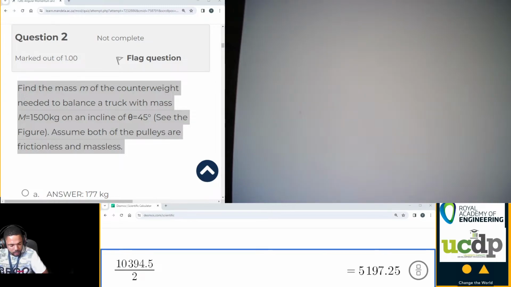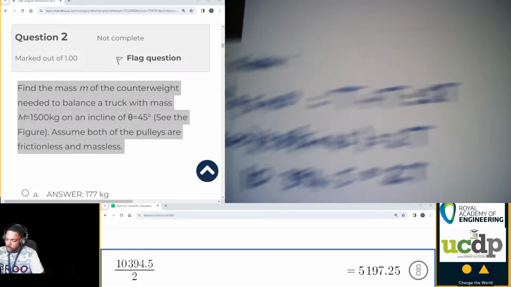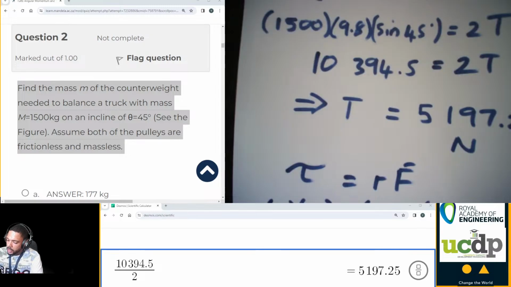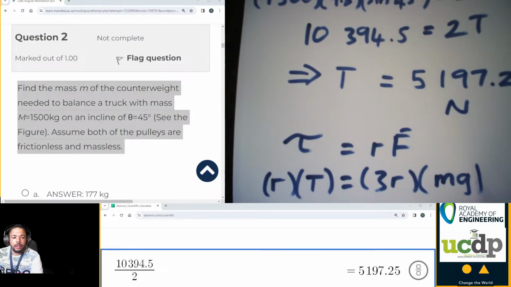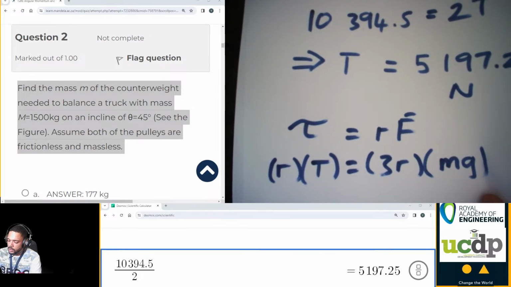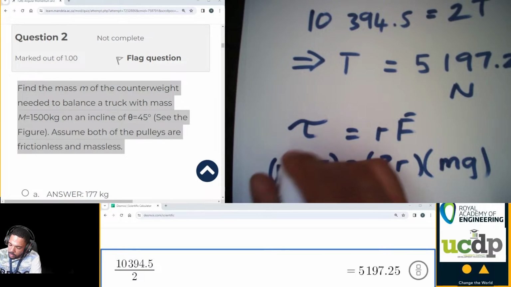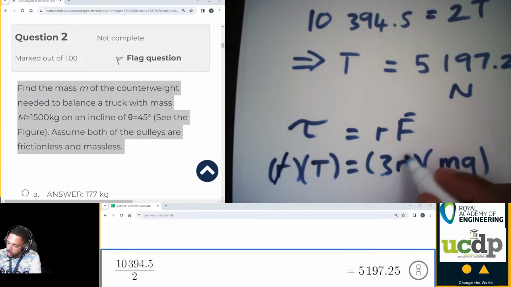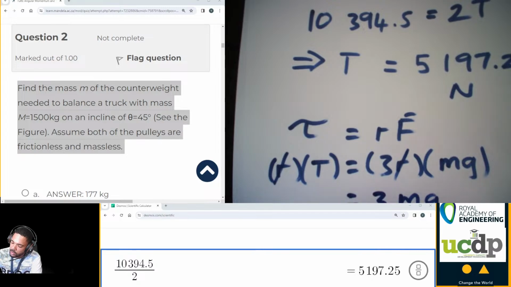In this case, we can actually cancel r, right? Because on both sides, we can divide both sides by r. Thus, 3 times the mass times the gravitational acceleration should equal the tension.